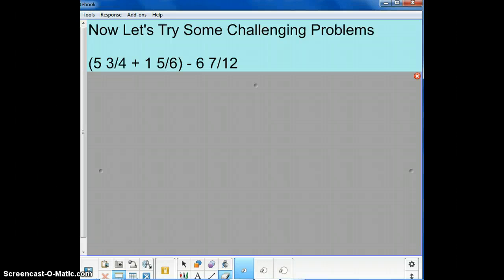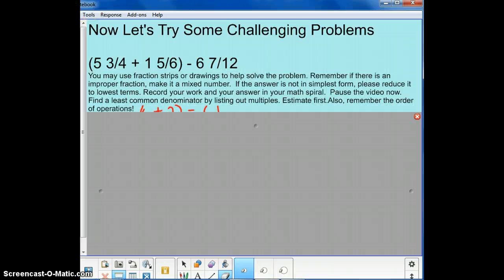Let's try some challenging problems. 5 3/4 plus 1 5/6, you must do first because it's in parentheses, minus 6 7/12. First thing you need to do is estimate. Then find common denominators, then work the problem. Check after you have all this done. If you need to see it in writing, here it is. Then pause.